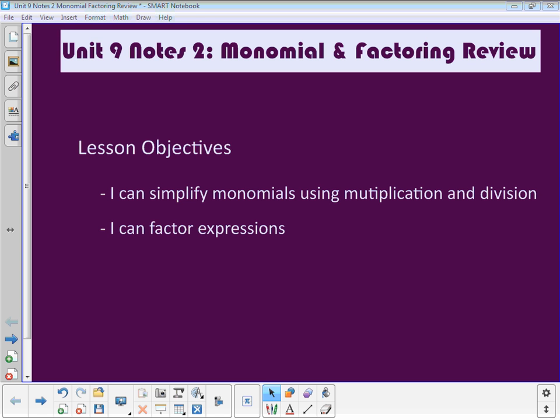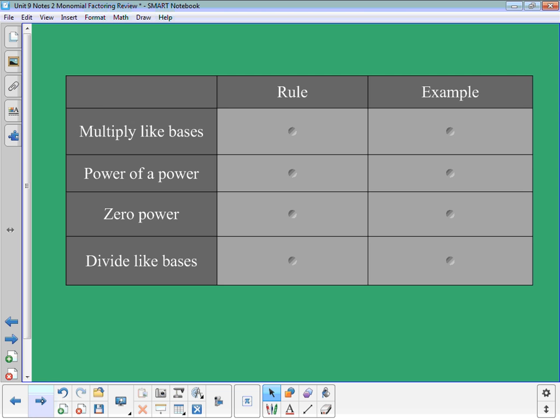Our lesson objectives are: I can simplify monomials using multiplication and division, and I can factor expressions. So let's just take a look at some monomial rules and remind ourselves what's happening with these monomial rules. When we multiply like bases, this is also called the product rule.